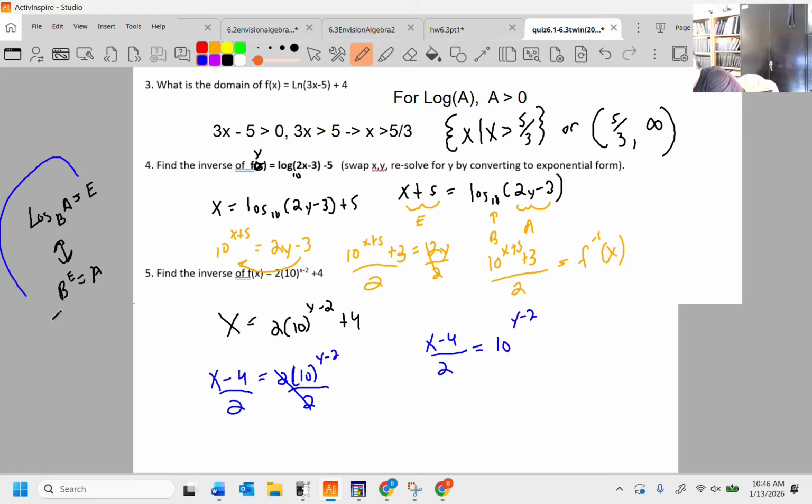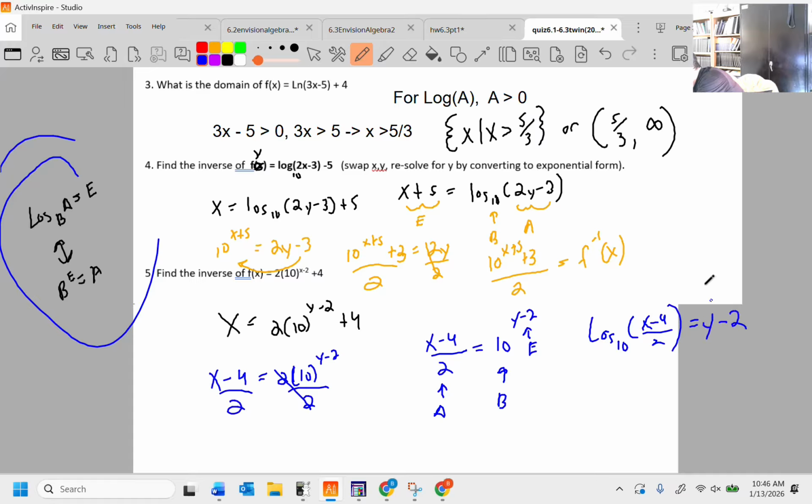Now, go back to this. This is a base. This is all the exponents, which means that this is going to become the argument. You see down here, bases have exponents that equal the argument of the logarithm. So you're going to do the conversion from exponential form to logarithmic form. So we're going to have a log whose base is 10. Her argument is x minus 4 over 2, and she would equal y minus 2. We're going to add the 2. And that is going to become our inverse.